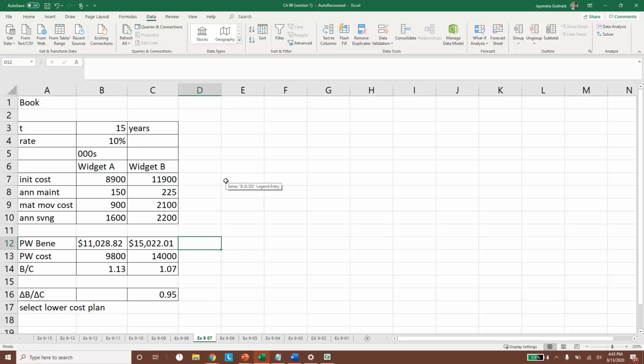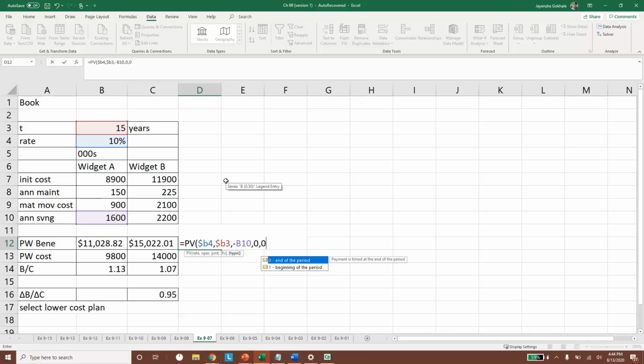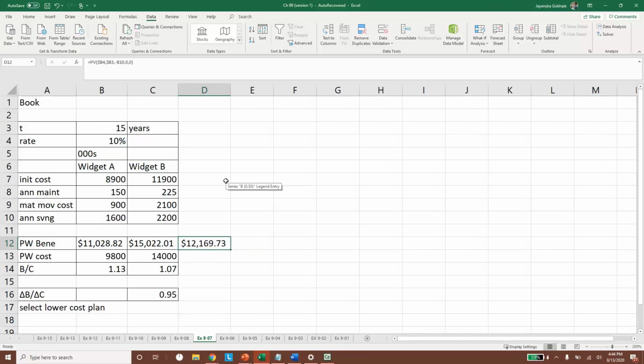is this. So equals PV or PW, but PV really, rate 10%, actually it should be $B4, comma $B3, the number of periods. What are we doing? Benefits. So minus of annual savings 1600, future value, nothing in the end, comma type. And so we are thinking, what about the annual maintenance? Should we include that or should we not? Look, clearly the value does not match.